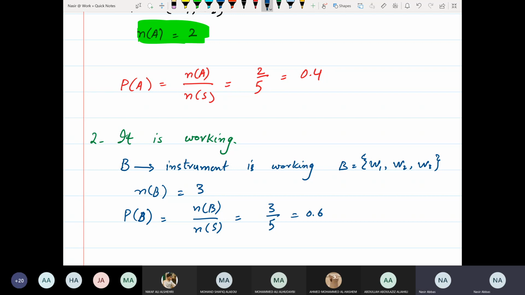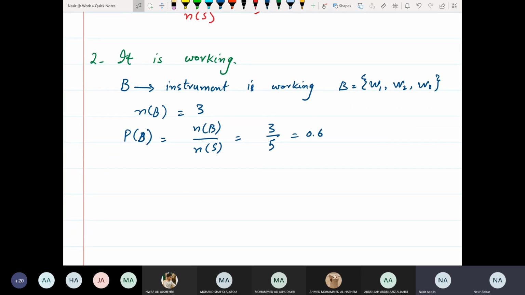I can also ask you the question indirectly. Instead of asking to find the probability that it is working, I can ask you to find the probability that it is not working. Luckily for this question, the only other category is defective. So this is going to be equal to 40%, but this is not going to be the case in every question. You can have more than 2 categories.